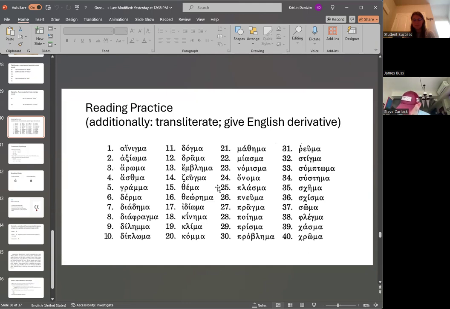So for the P, we don't say pi, we say P, right? Right. P, lambda, alpha, sigma, mu, and alpha. So it would be plasma. Yes, exactly. And that's where we get the word plasma.